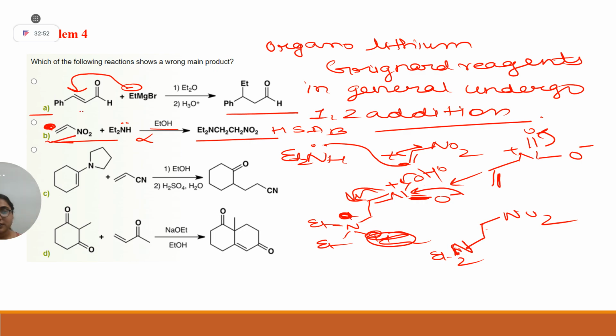Correct. Similarly, in option A, what do you think? Is this a correct answer? This EtMgBr is your harder nucleophile, right? It will attack directly onto this carbonyl, not in a 1,4 fashion. So the incorrect product will have OH and Et here. I hope you have understood, or should I write? Understood? This is also a wrong main product. Yes, understood that it is wrong.